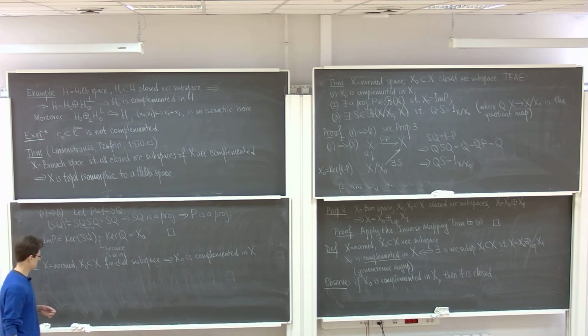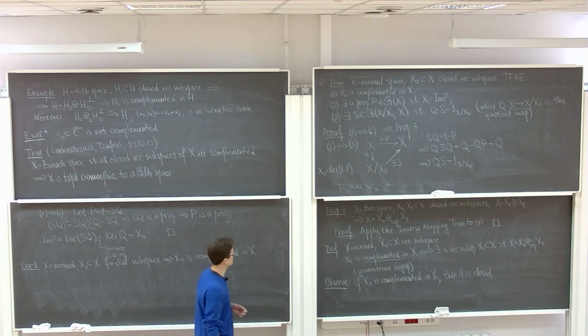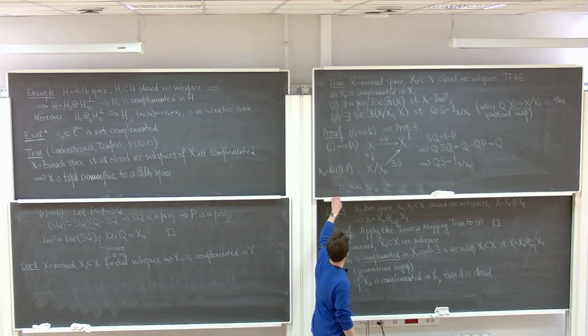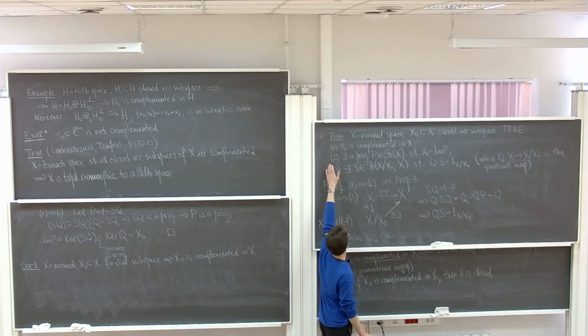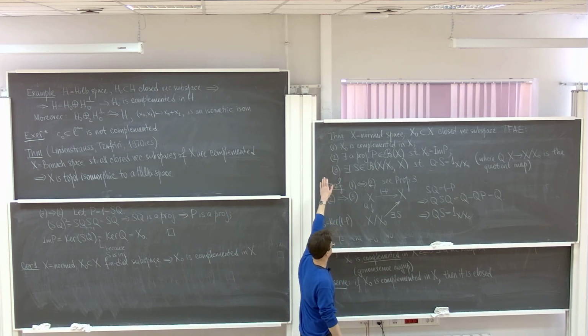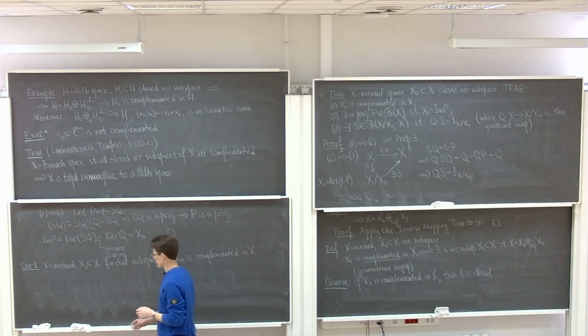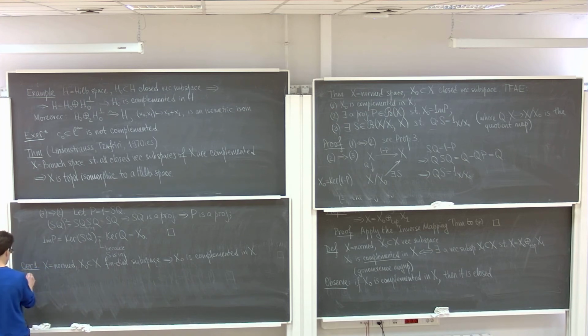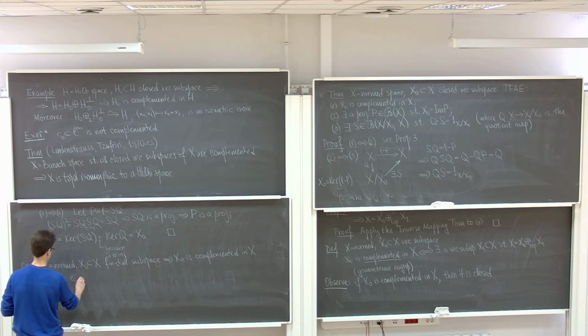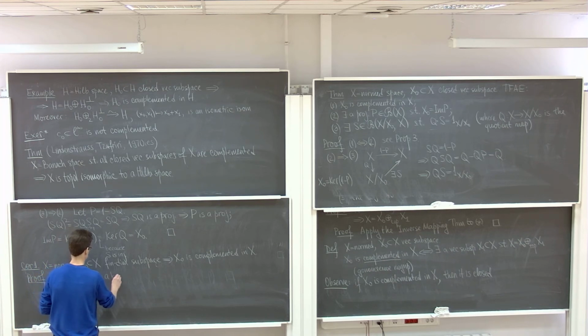To prove that X0 is complemented, we will use condition 2 for our theorem. So we are going to construct a bounded projection onto X0. So first of all, we take a basis in X0. So let E1 to En be a basis of X0.